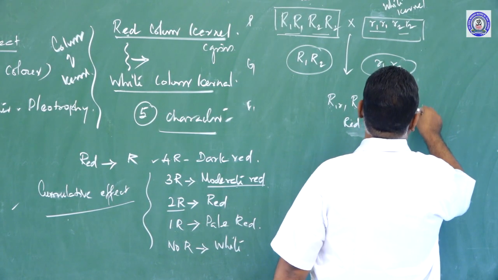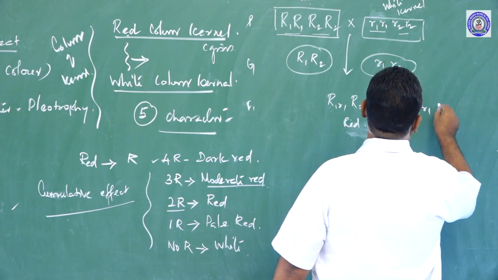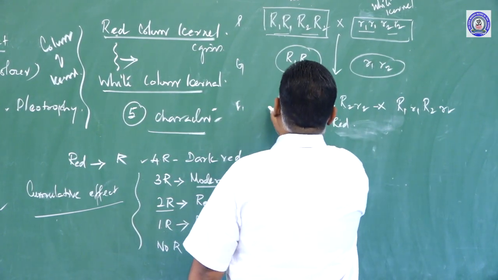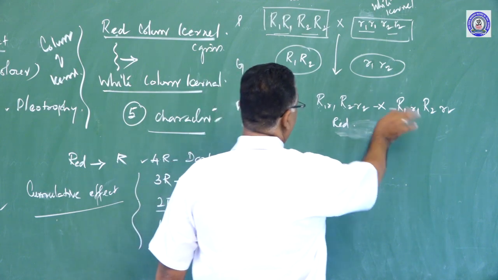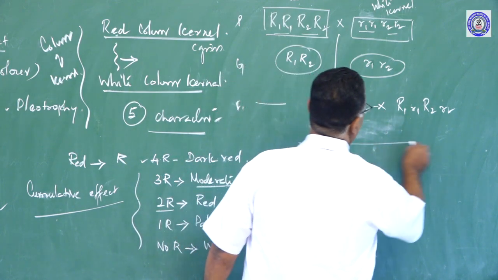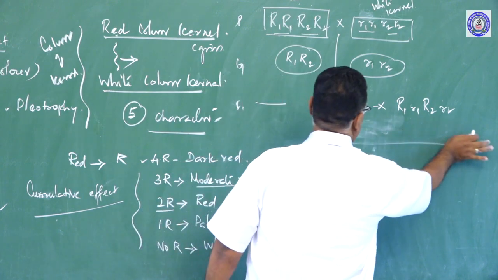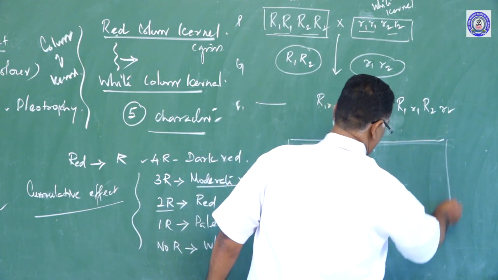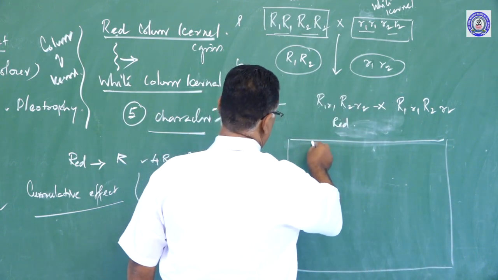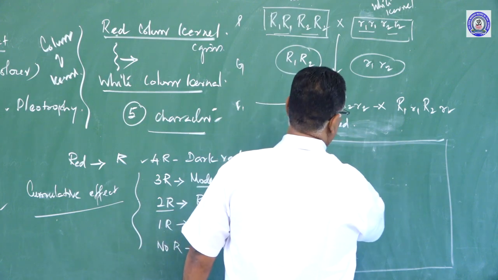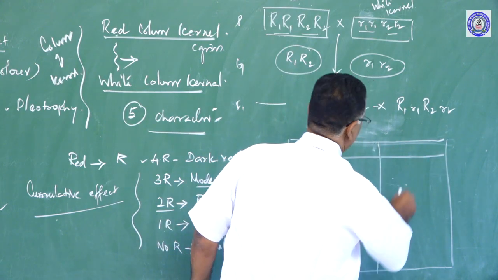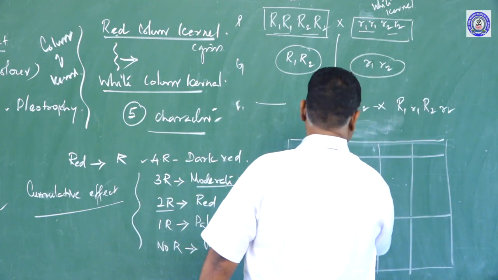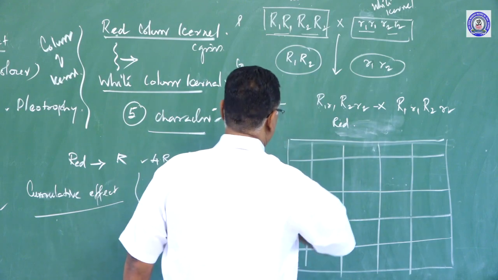Capital R1, small r1, capital R2, small r2. If these F1 are selfed, we would get 4 types of gamete. We know how the F2 generation will have, we'll see how they are making random fusion.